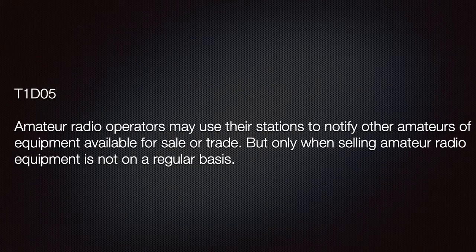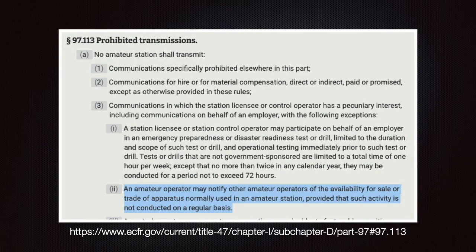To know that amateur radio operators may use their stations to notify other amateurs of equipment available for sale or trade, but only when selling amateur radio equipment is not on a regular basis. This answer also comes from Part 97.113, Prohibited Transmissions. It says, an amateur operator may notify other amateur operators of the availability for sale or trade of apparatuses normally used in an amateur station, provided that such activity is not conducted on a regular basis.